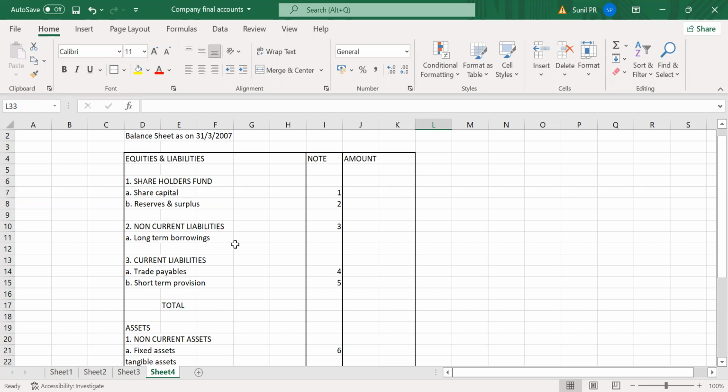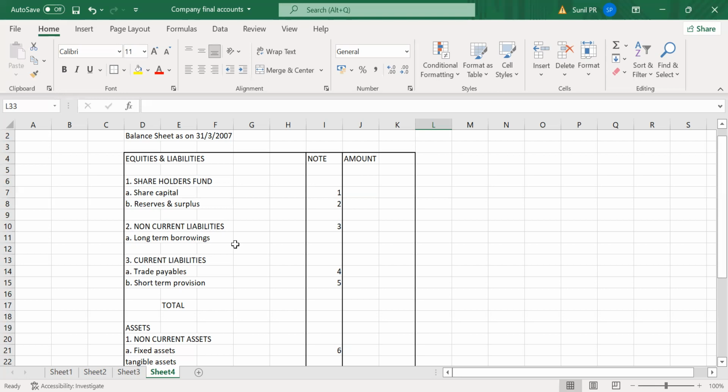Next, current liabilities, trade payables. Can you recollect what trade payables are? Trade payables are creditors and bills payable. Then short-term provisions mean dividend, all these things will come here.